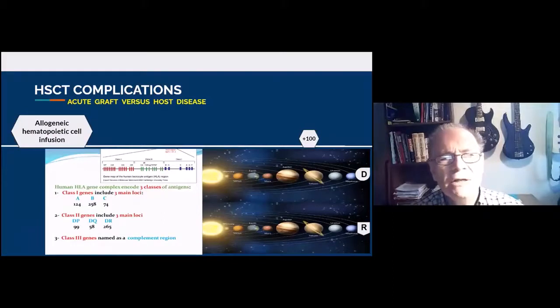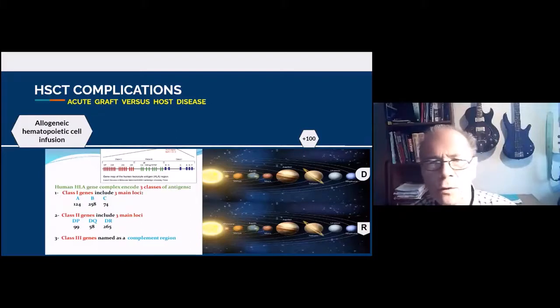With allogeneic hematopoietic stem cells, you need to know acute graft versus host disease as a real problem. You remember that the HLA gene complex encodes 3 classes of antigen in the short arm of chromosome 6. Class 1 and class 2 are the most important. Class 1 A, B, C, class 2 DP, DQ, and DR, and DRB1 is the most important.